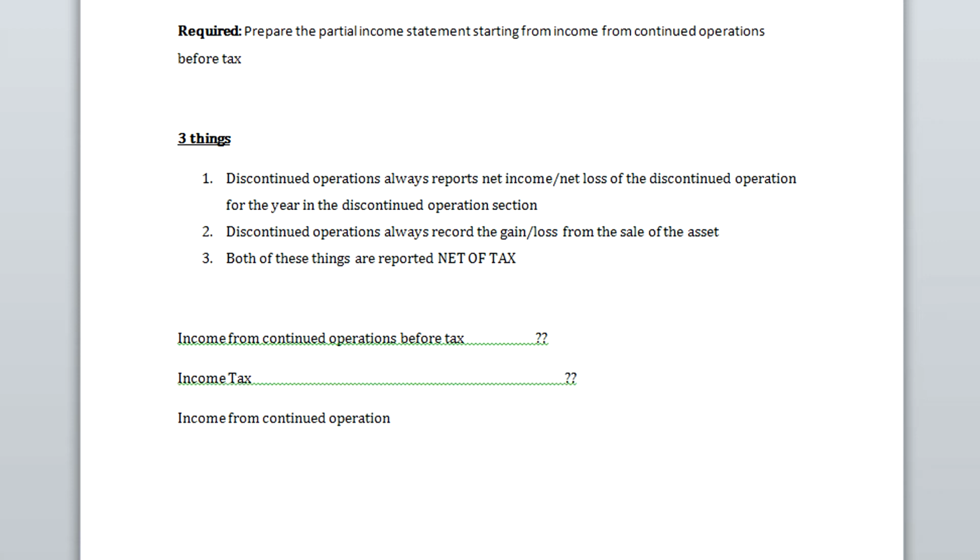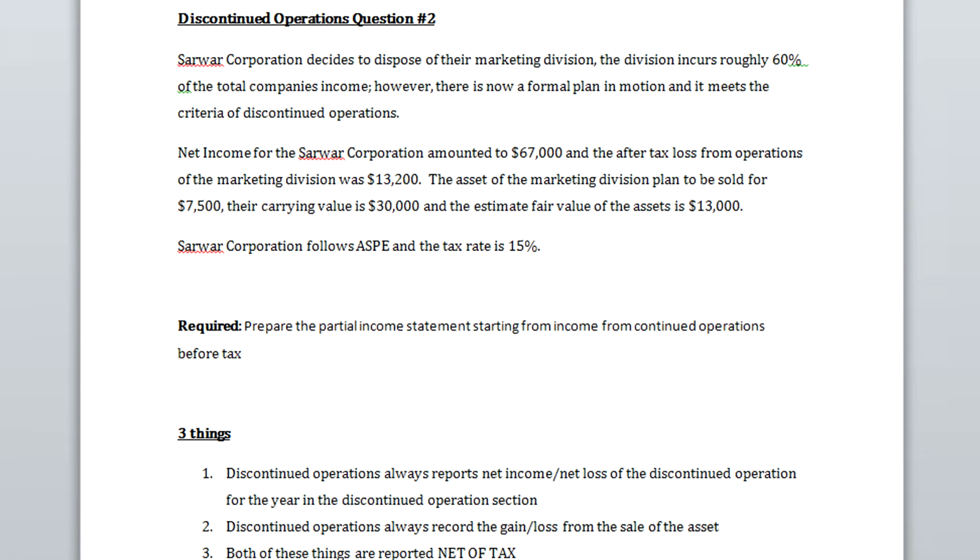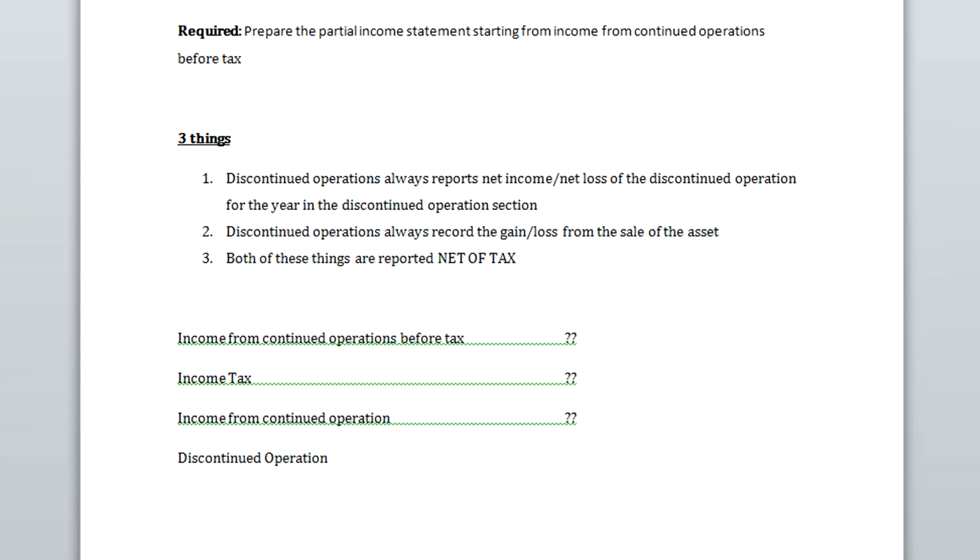And we don't know income tax as well. And we also don't know, of course, our income from continued operations. But then what happens after that? This is where our discontinued operation section would be, okay? And based on all this information up here, we can actually calculate that, okay?